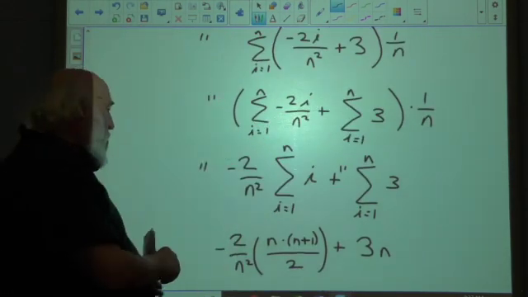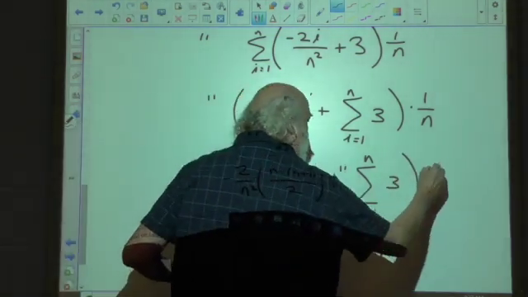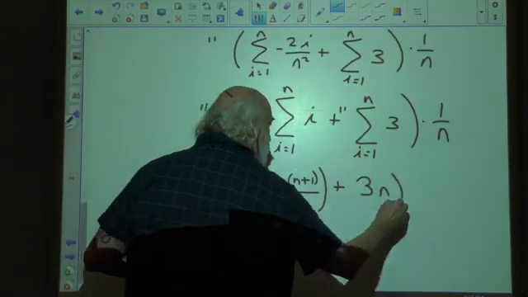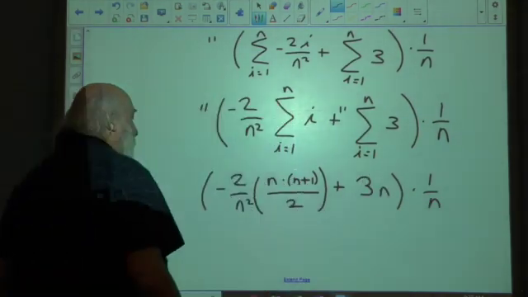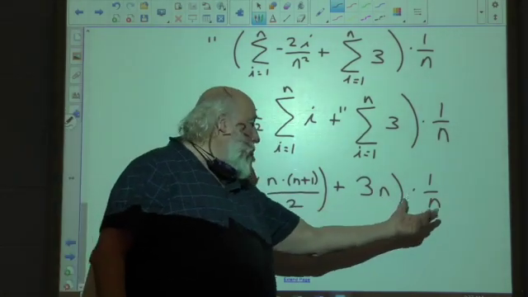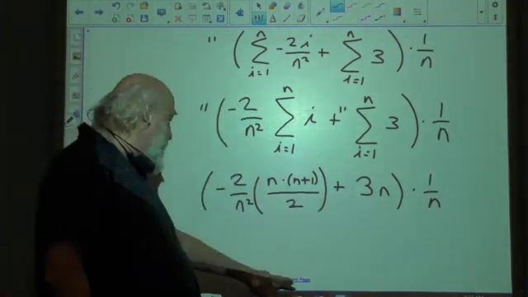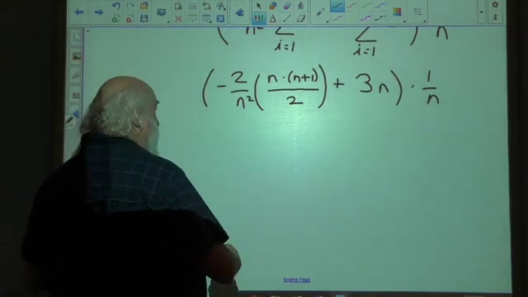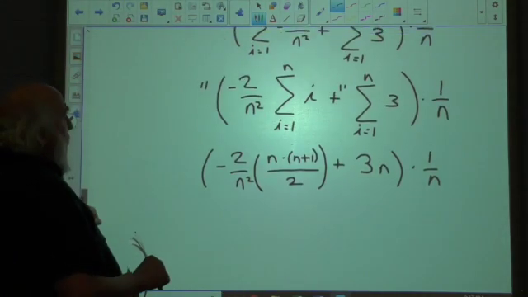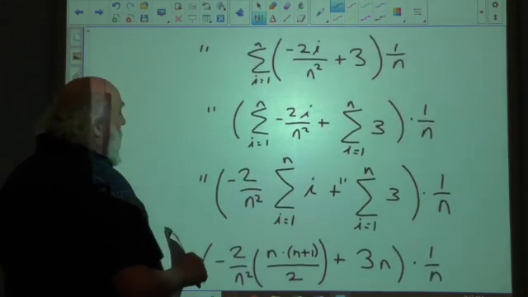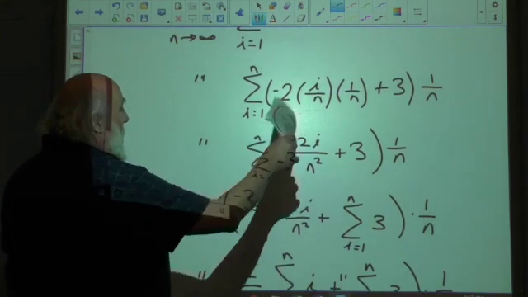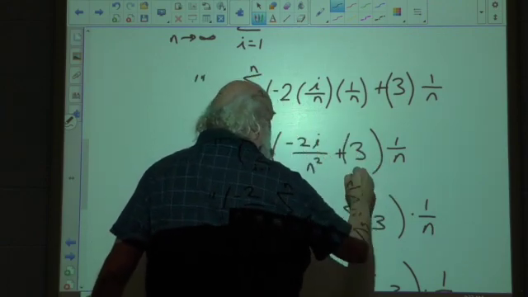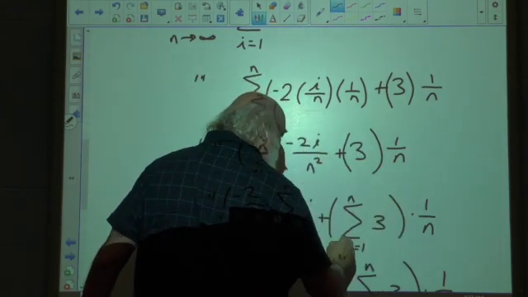Everything we've done up to this point is all y's. So I'll put 1 times 1 over n here, and times 1 over n here. So now what I'm going to do is distribute this 1 over n to both of these parts right here. Oh, I had done that with that. I already did it with this. So this is just this right here. 3. This is 3. And this is 3 right here.